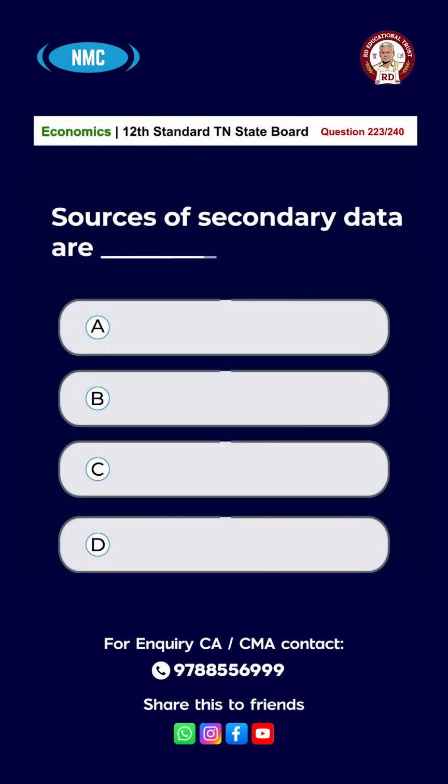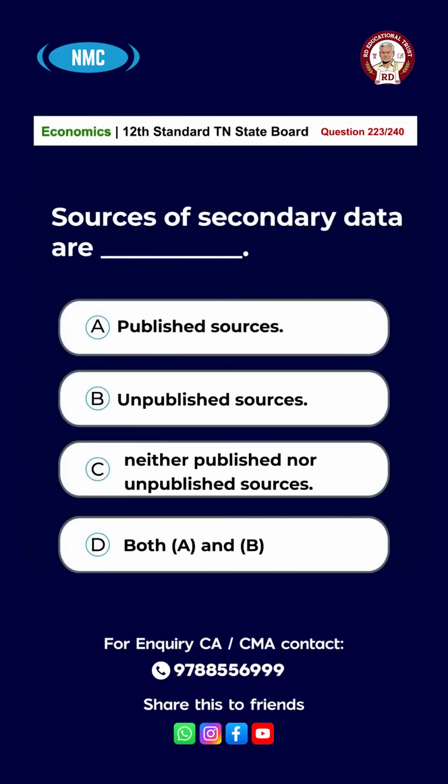Question number 223. Sources of secondary data are A. Published sources. B. Unpublished sources. C. Neither published nor unpublished. D. Both A and B. And the answer is option D, both A and B.